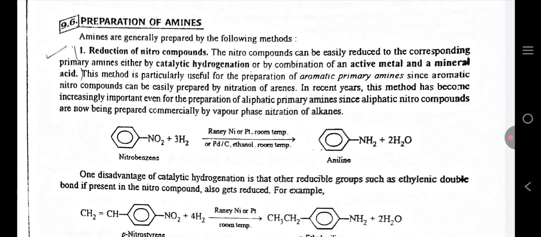Preparation of amines. Amines are generally prepared by the following methods. Reduction of nitro compounds. The nitro compounds can be easily reduced to the corresponding primary amines either by catalytic hydrogenation or by a combination of an active metal and a mineral acid. This method is particularly useful for the preparation of aromatic primary amines, since aromatic nitro compounds can be easily prepared by nitration of arenes. In recent years, this method has become increasingly important even for the preparation of aliphatic primary amines, since aliphatic nitro compounds are now being prepared commercially by vapor phase nitration of alkanes. Nitrobenzene to aniline.